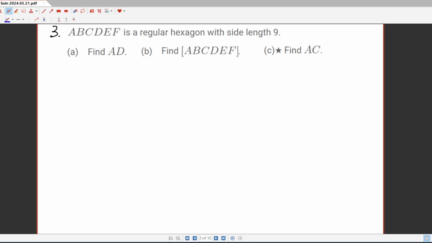Alright, let's have a look at the homework solutions to topic 9. Okay, let's start from question number 3.